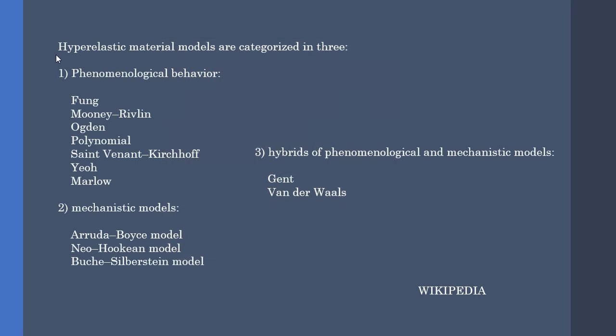Hyperelastic material models are categorized in three. First is the phenomenological behavior. The most famous one is the Ogden behavior, which is available in Abaqus. Second is the mechanistic behavior. The most prominent one is the Neo-Hookean model.